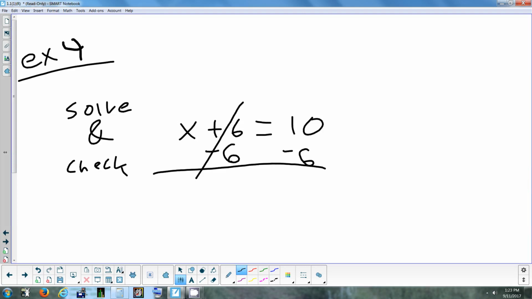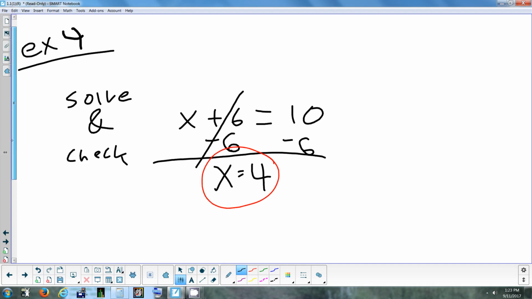This will cancel out. What happens to the x? Yeah, just bring it down, right? Nothing else happens, just bring it down. On the other side, 10 minus 6 is 4, right? x equals 4.